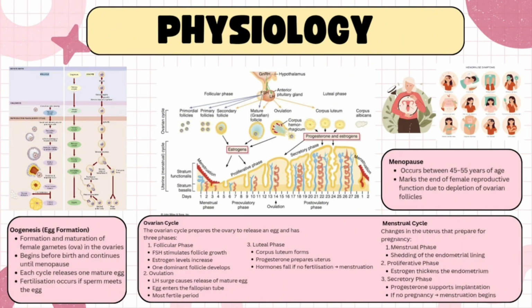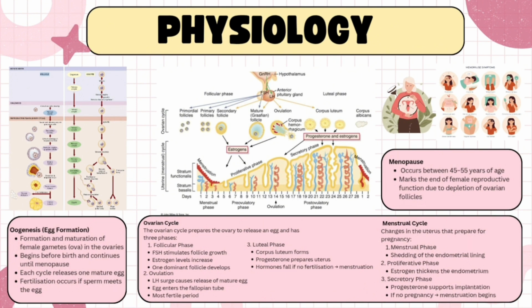First, we have oogenesis, which is the process of formation and maturation of the female gametes, known as ova, which occurs in the ovaries. This process begins before birth, pauses during childhood, and resumes at puberty. It will continue until menopause happens. In each menstrual cycle, typically one mature egg is released. If the released egg meets a sperm cell, fertilization will occur. However, if not, the egg will degenerate.